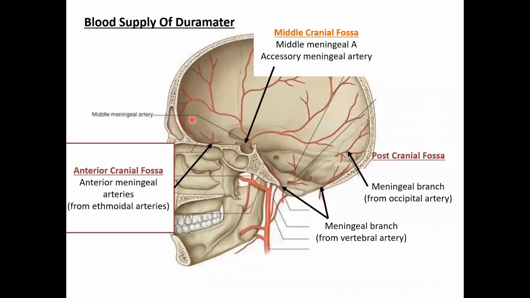Arterial supply of the dura mater: in the anterior cranial fossa, it is supplied by meningeal branches of ethmoidal arteries. In the middle cranial fossa, it receives branches from the middle meningeal and accessory meningeal artery, while posteriorly it receives blood supply from meningeal branches of the occipital and the vertebral artery.